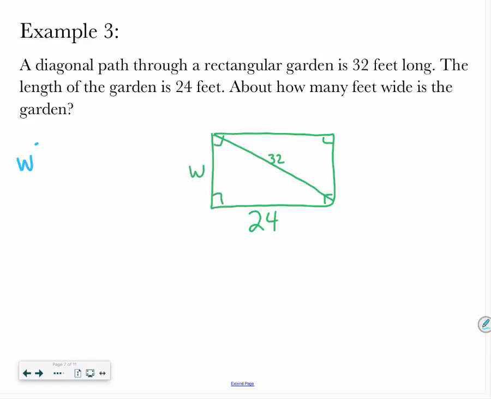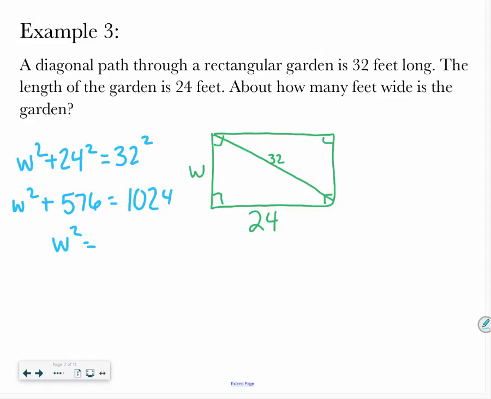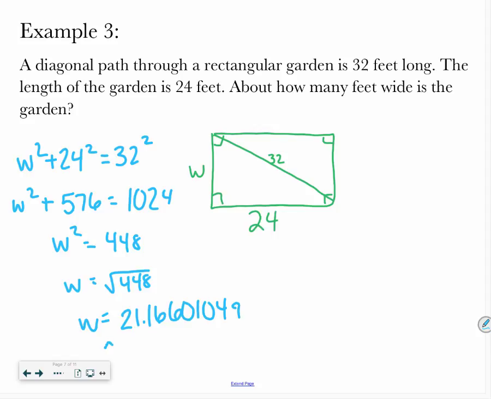So I can say w squared plus 24 squared equals that 32 squared. So w squared plus 24 squared gives me that 576, equals 1,024. If I subtract 576 from each side, I'm left with 448 for w squared. W equals the square root of 448, or w equals 21.16601049, which, if I'm rounding to the nearest tenth, is 21.2 feet.